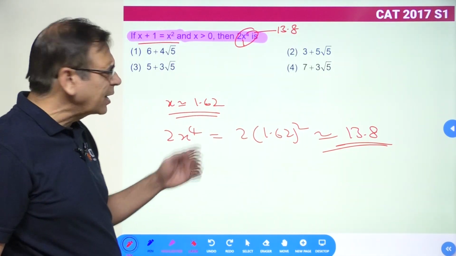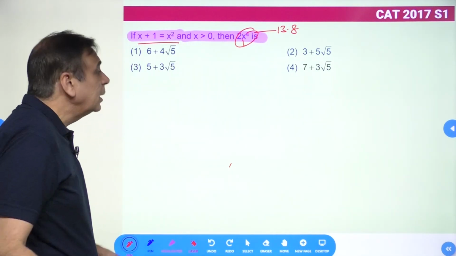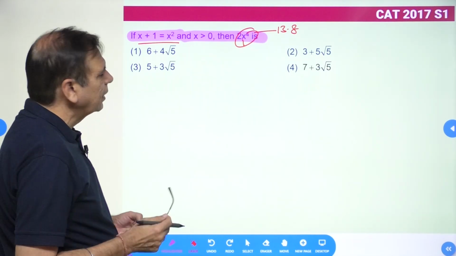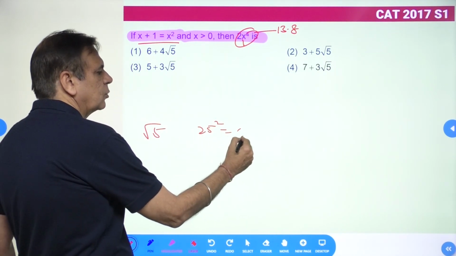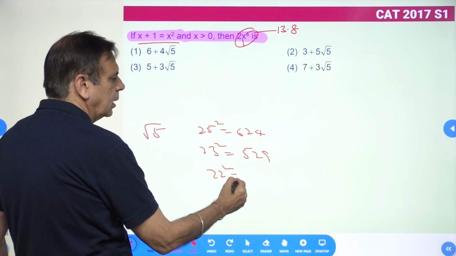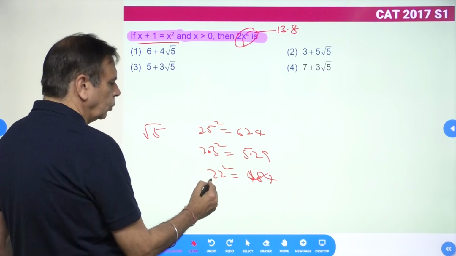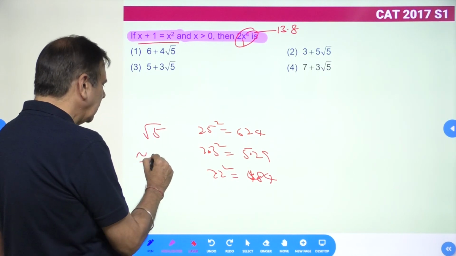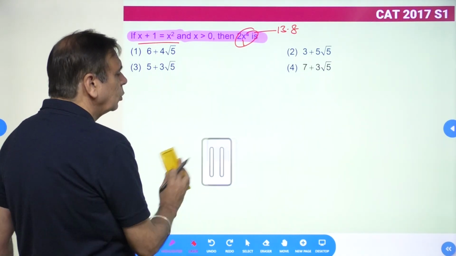So what is my job? Check the choices. Use your calculator. Don't waste your time. You can look at the solution mathematically, how to do it. But to me, this is a question on which I will not waste time at all. Now, under root 5 is the only number required. Even if you don't know what is under root 5: 25 square is 625, 23 square is 529, 22 square is 484. So what will be 22.3 square? 5.29. 2.2 square is 4.84. Take approximately 2.25. Under root 5 is approximately 2.25. You can use the calculator also. Calculator has the under root function, but even if you don't know it, take 2.25.